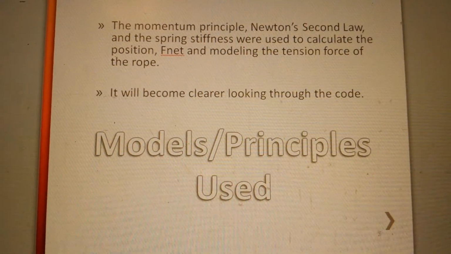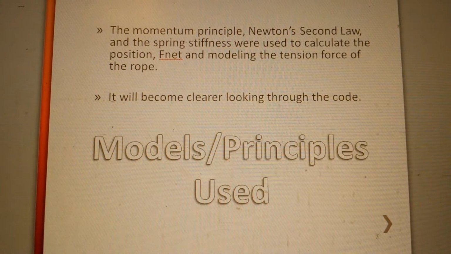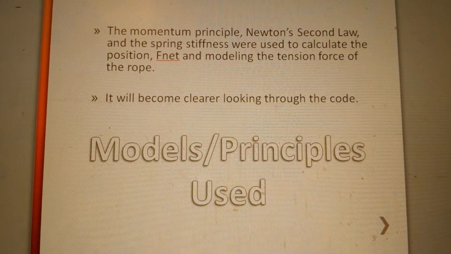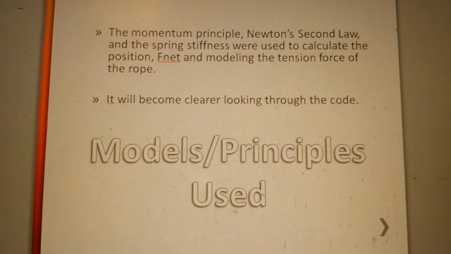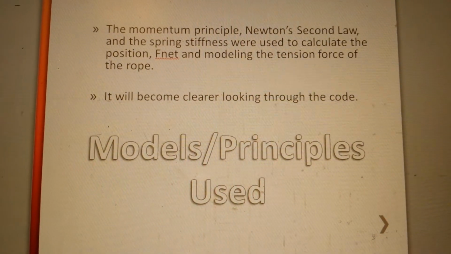The models and the principles used. The momentum principle, Newton's second law, and the spring stiffness were used to calculate the position, F-net, and modeling the tension force of the rope. It will become clearer once we look at the code.